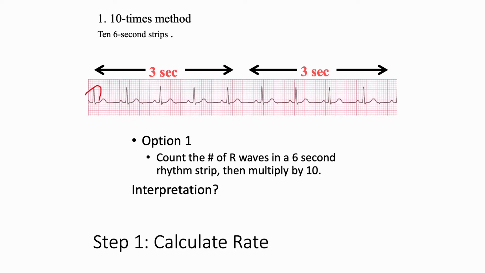So this is the first R wave, second, third, fourth, fifth, sixth, 7, 8, and this is 9. So there are 9 R waves. Simply multiply it by 10. So this will be the rate of this ECG, 90 beats per minute. This method is very helpful when the heart rate is irregular. The other two methods need a regular rhythm, otherwise you cannot calculate the rate.